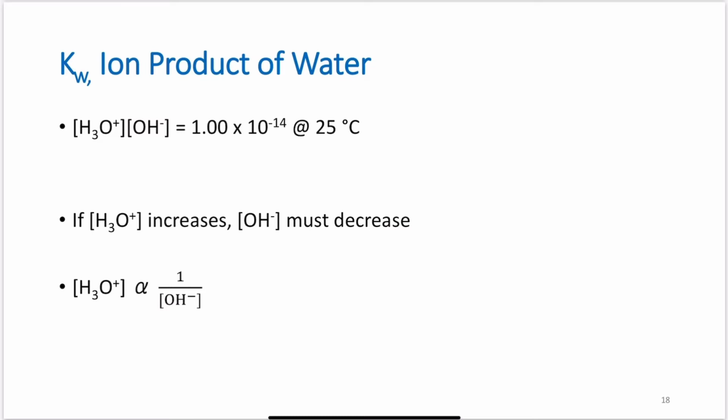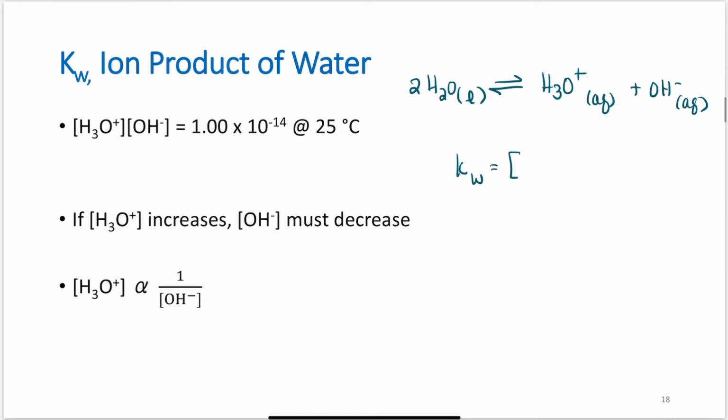If you look at the dissociation of water, you've got water. Let's say we have 2 water molecules. They will form H3O plus and OH minus. I'm going to write the K expression, but I'm going to specifically use the word W for water. This would equal H3O plus concentration times OH minus concentration.